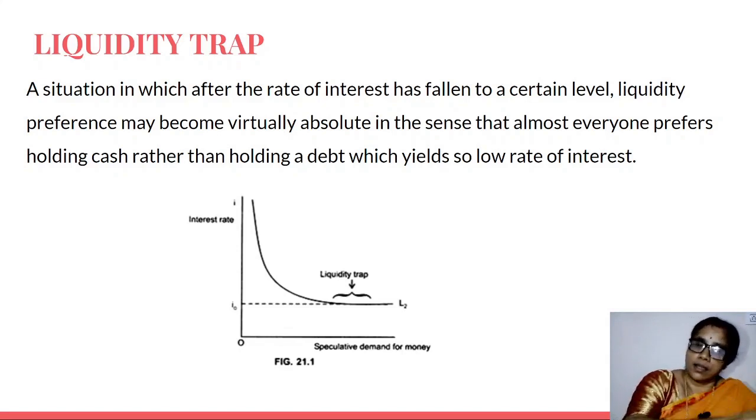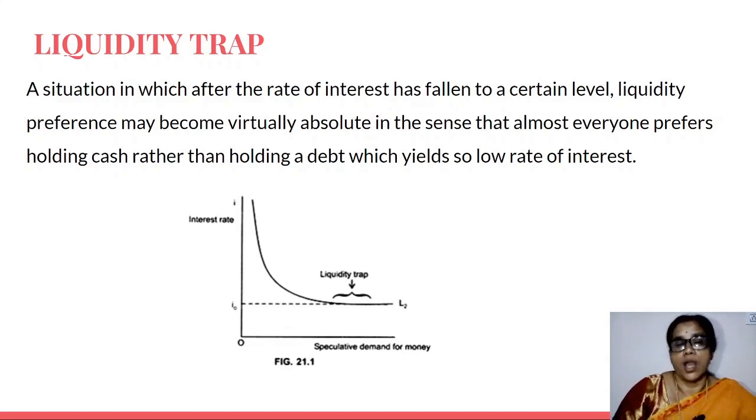Instead they deposit their money, or keep their money in the savings bank account, and at that particular point we call it liquidity trap. And here the speculative demand for money is infinitely elastic. So at that particular point, that point is called liquidity trap.